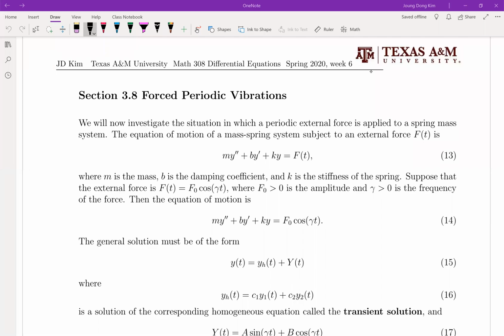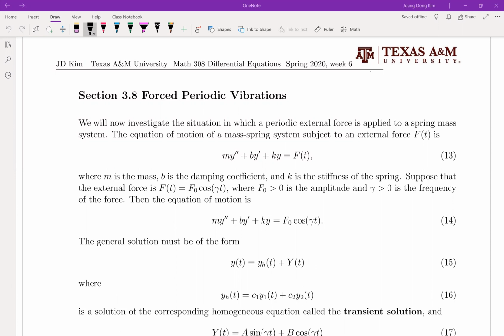Okay, let's talk about section 3.8. Let me summarize what I learned in section 3.7. We are talking about the vibration model, and in section 3.7, we derived the differential equation for the vibration model, and we took care of the case without damping, which is the undamped free vibration model.